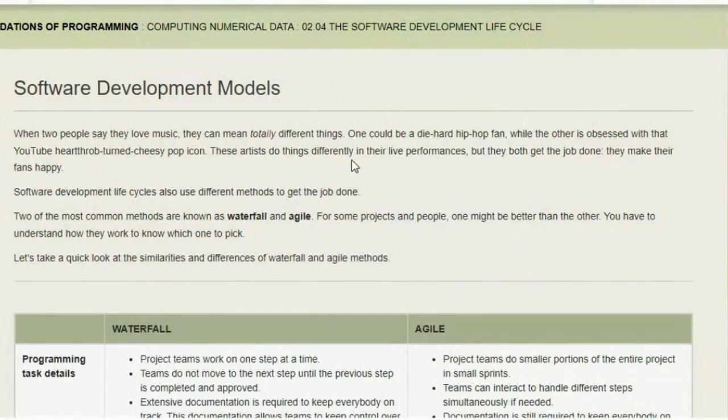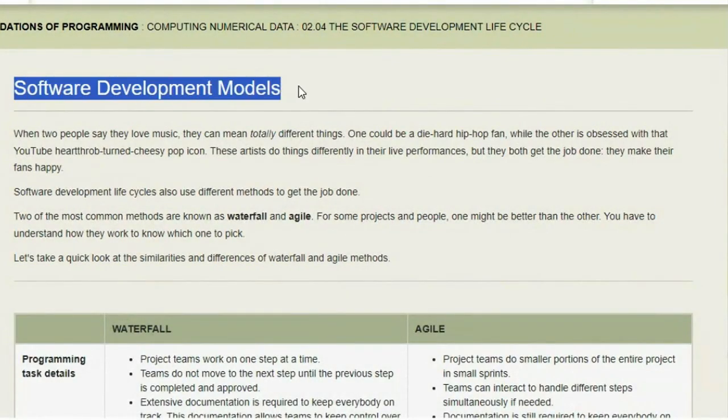Okay, page 3. Software development models. When two people say they love music, they can mean totally different things. One could be a diehard hip-hop fan, while the other's obsessed with that YouTube heartthrob turned cheesy pop icon, right? Just because you love music doesn't mean you got anything in common with someone else who loves music. These artists do things differently in their live performances, but they both get the job done. They make their fans happy.